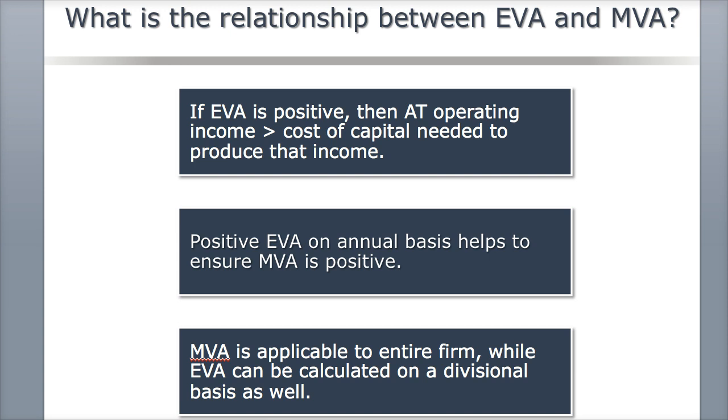So the market value added is applicable to the entire firm, where EVA, of course, what I talked about before, we can break out by divisions or sub-product lines, so it can be worked at many different levels because the inputs that we need can be broken down to smaller areas. So this is really a good way to judge the progress that the manager is making with a company.